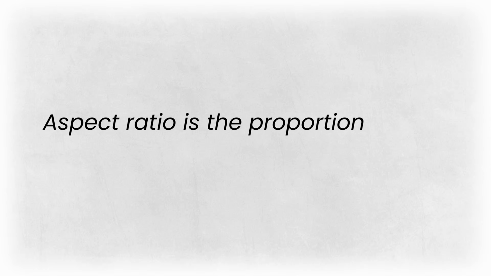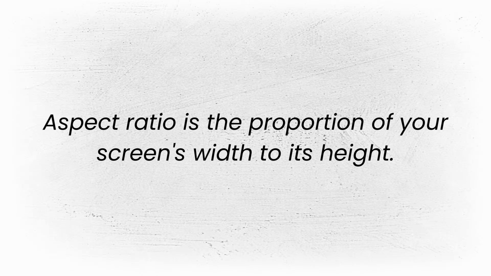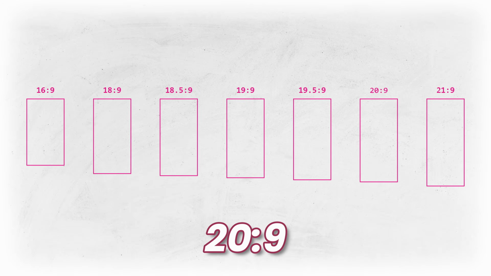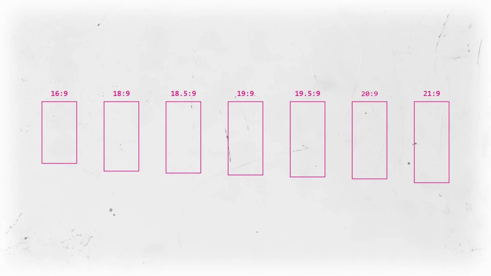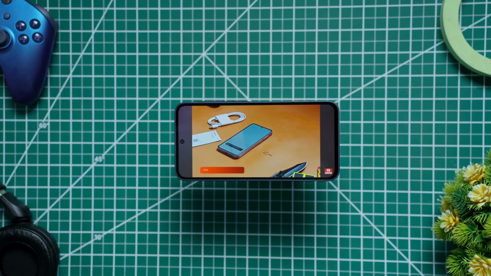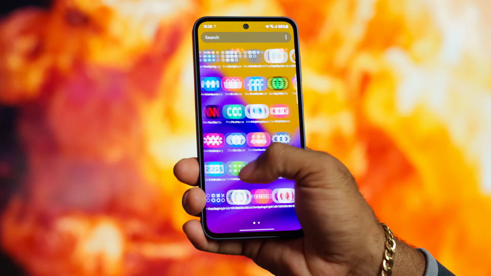Aspect ratio is the proportion of your screen's width to its height, some of which are 16:9, 18:9, and even 20:9. Wider ratios like 16:9 are great for videos, while the taller ratios like 18:9 and 20:9 show more content when scrolling and are easier to hold. So when trying to determine what kind of aspect ratio of a smartphone you should get, consider if you watch a lot of videos or prefer one-handed use. Just choose a ratio that suits or fits your needs.